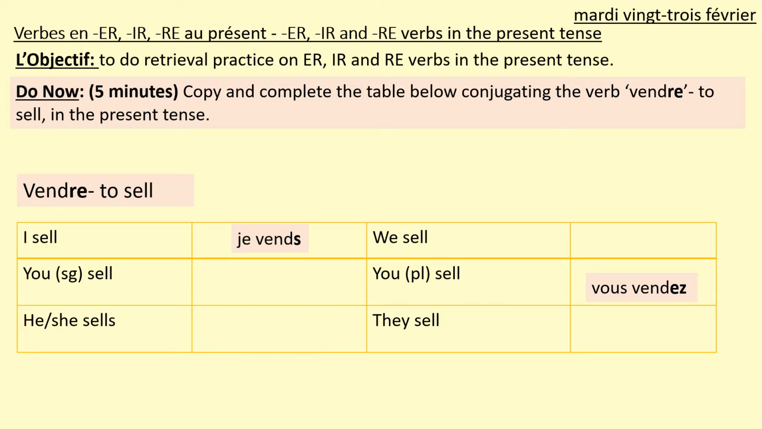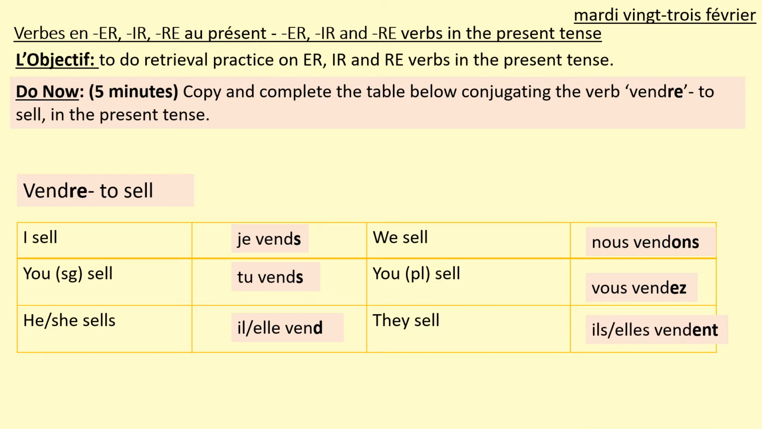Okay, I sell is je vends, make sure you've got the S on the end. You singular sell is tu vends with an S on the end. He, she sells is il, elle vend with a D on the end. We sell, nous vendons, ONS. You had vous vendez, you plural sell, and then they sell is ils or elles vendent with ENT on the end.